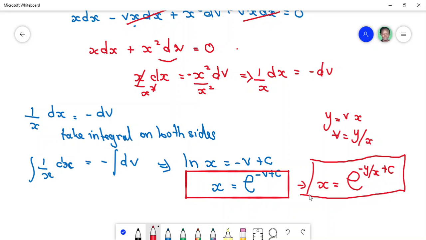So first, you check if your equation is separable. And if it's not separable, you can check for the homogeneous coefficients to use the substitution method to solve.